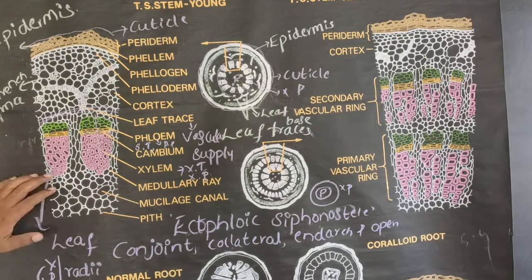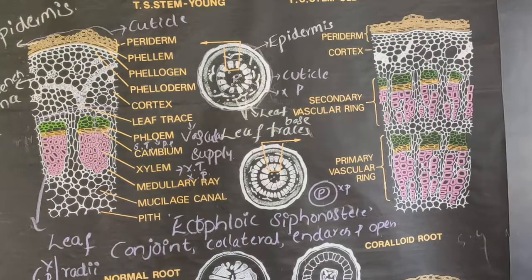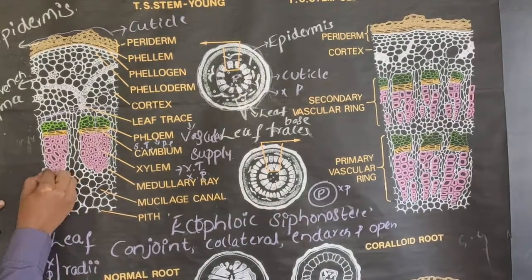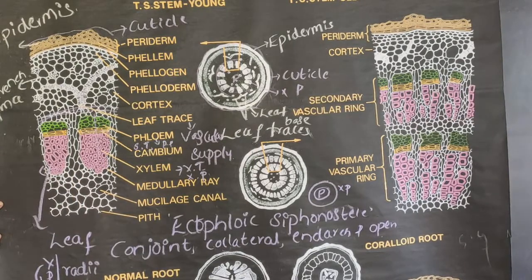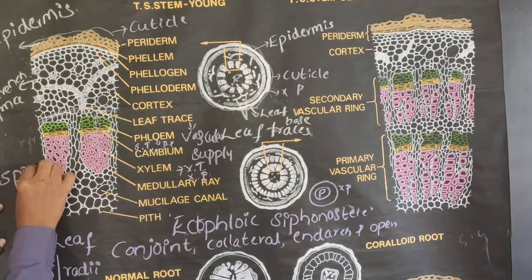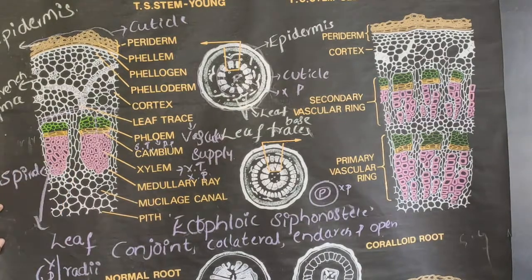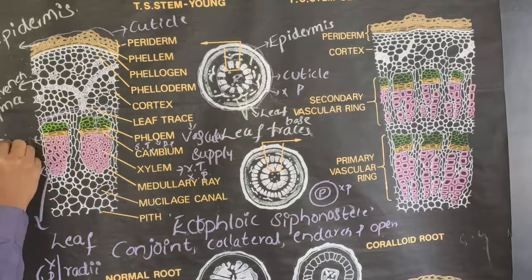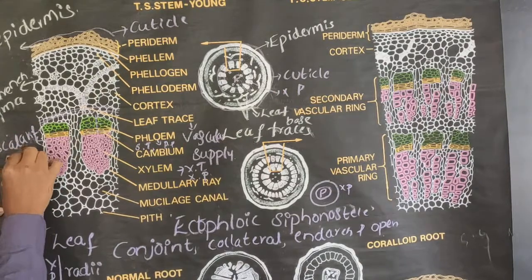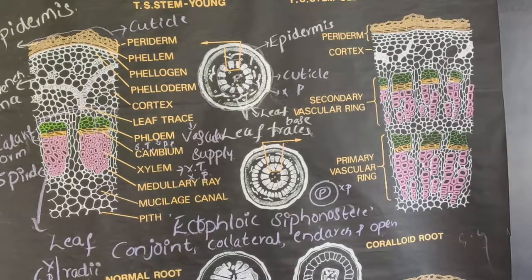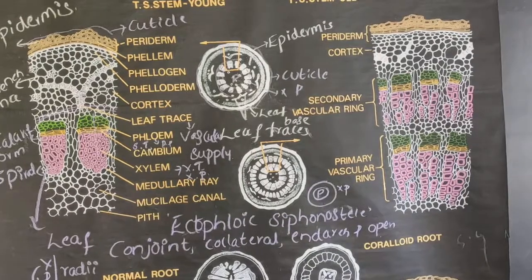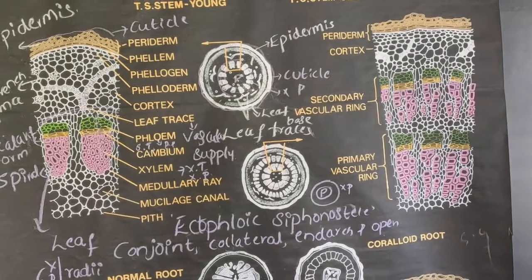And if you look at the xylem elements, in case of protoxylem, it shows spiral thickening, and the metaxylem shows scalariform thickening.